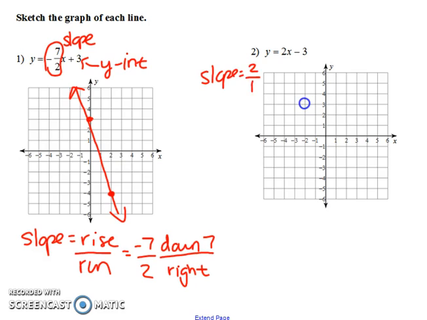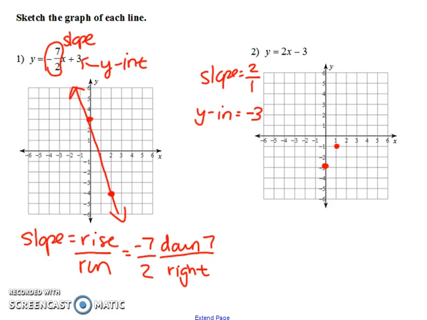Now over on this problem I have y equals 2x minus 3, so the slope is 2 over 1, and then my y-intercept is going to be -3. So that means I need to plot my y-intercept first, so on this line I'll go to -3, make a point. Now I need to do my slope, which is rise over run, and since these are all positive, I'm going to rise 2 and go to the right 1. So I will go up 2 and then over 1 and make a point.